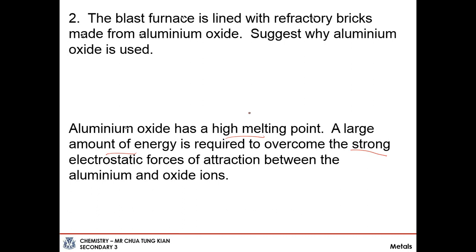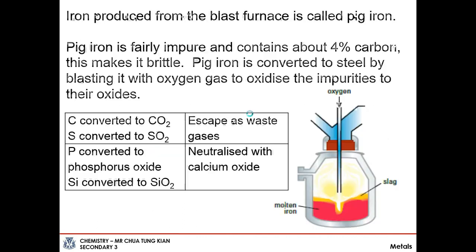Now let's move on to the products that are produced from the blast furnace. What do we do next with the substances that are formed? First of all, the iron that is produced from the blast furnace is what we call pig iron. It is pretty impure, it contains about 4% carbon. There's too much carbon inside already.